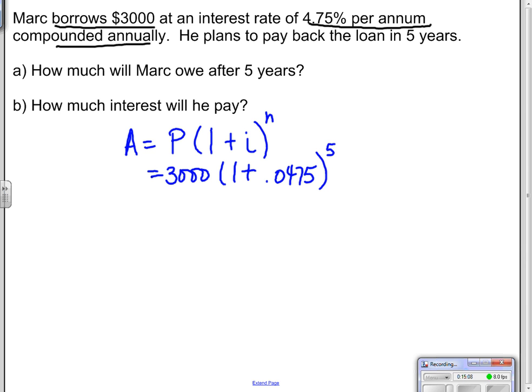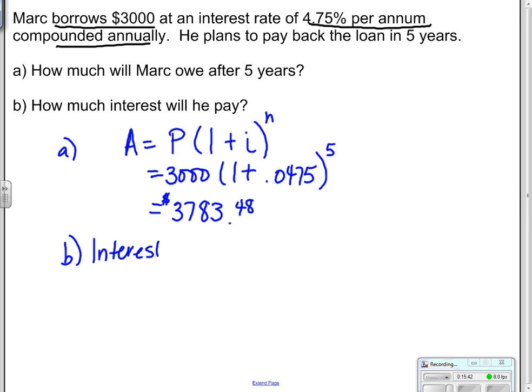It would be really great if you would just pause for a second and make sure that you can enter this into your own calculator correctly. We would end up with $3,783.48. So it costs him $783.48 to have that loan for 5 years. How much interest will he pay?